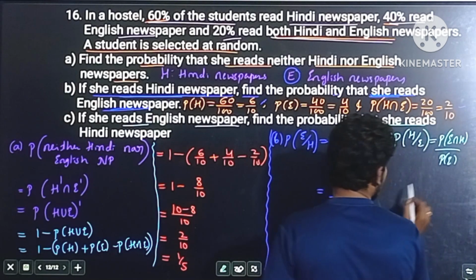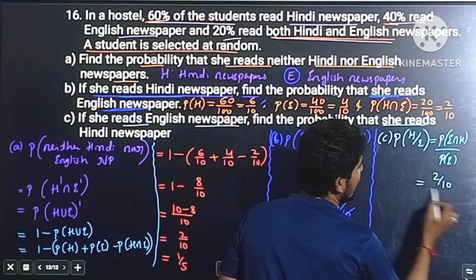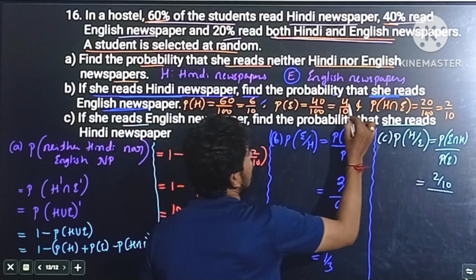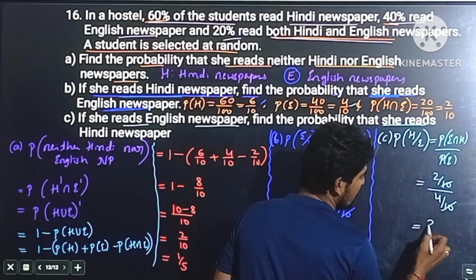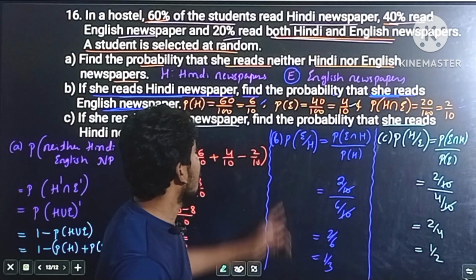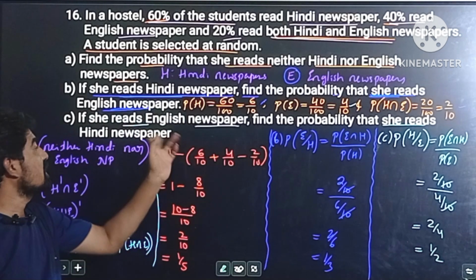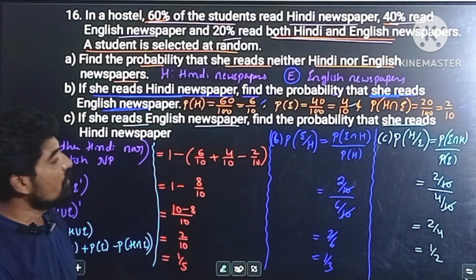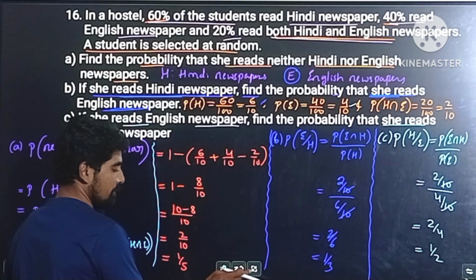Now substitute the value of probability of E intersection H, which is 2 by 10, divided by probability of E, which is 4 by 10. So 10 gets cancelled, which equals 2 by 4, and which equals 1 by 2. This is the probability that she reads Hindi newspaper when she already reads the English newspaper. I hope all of you understood this question. Now let's start the next question.